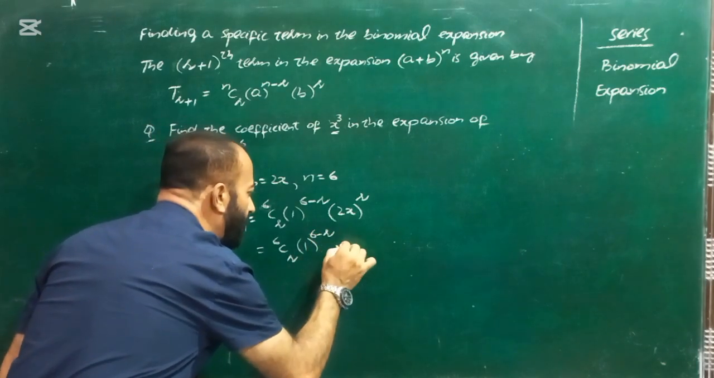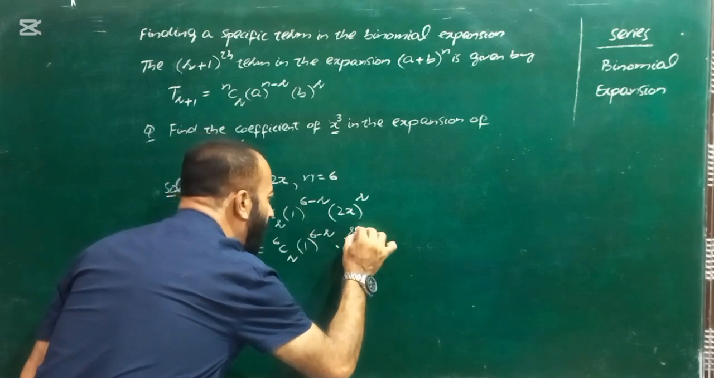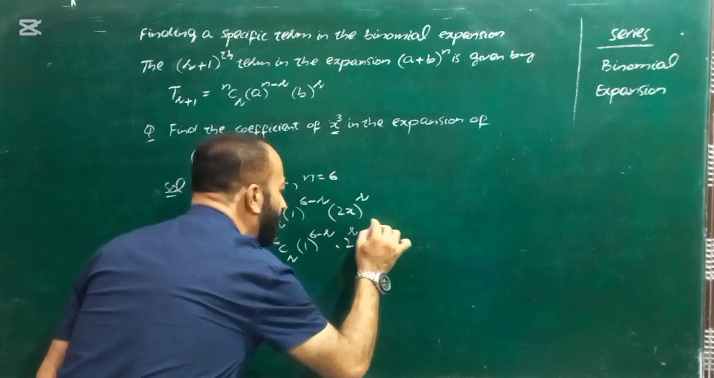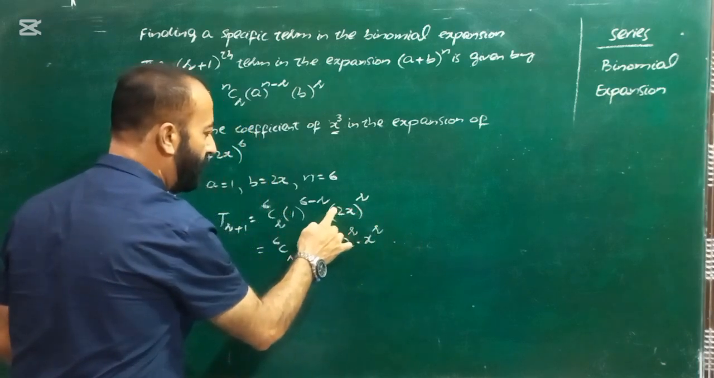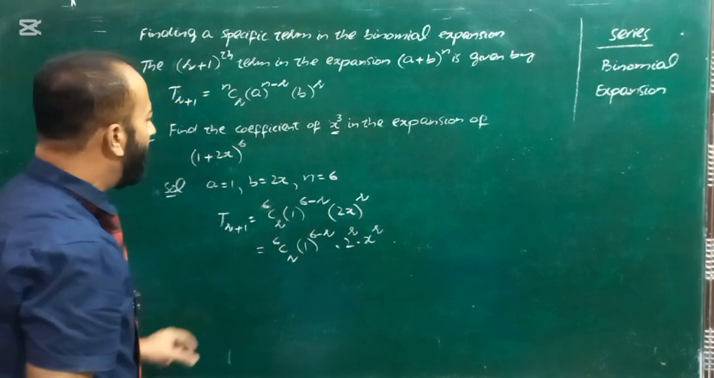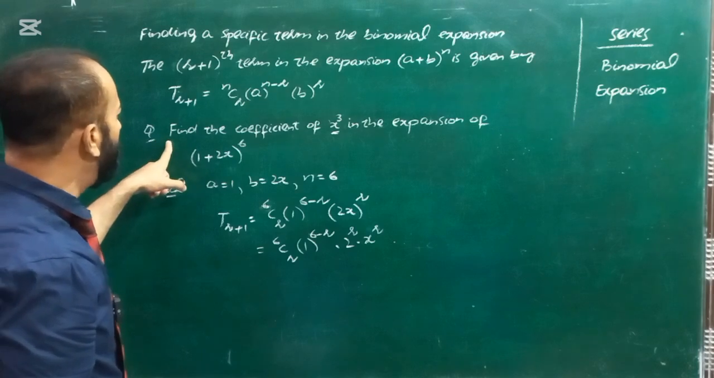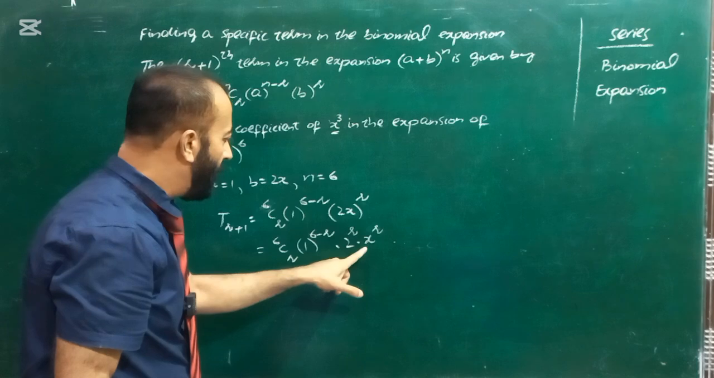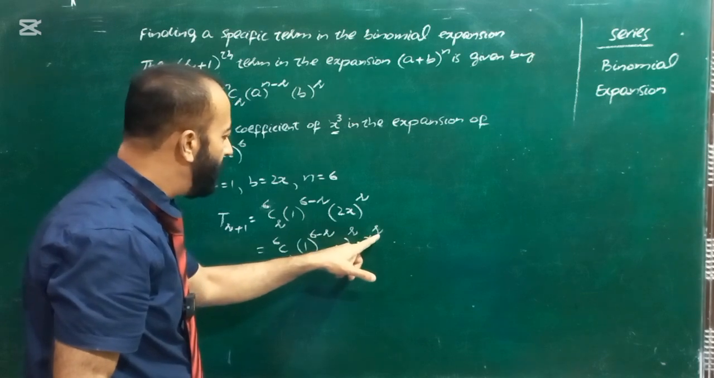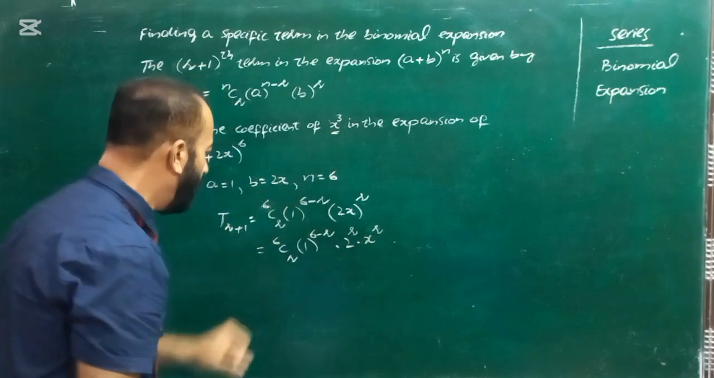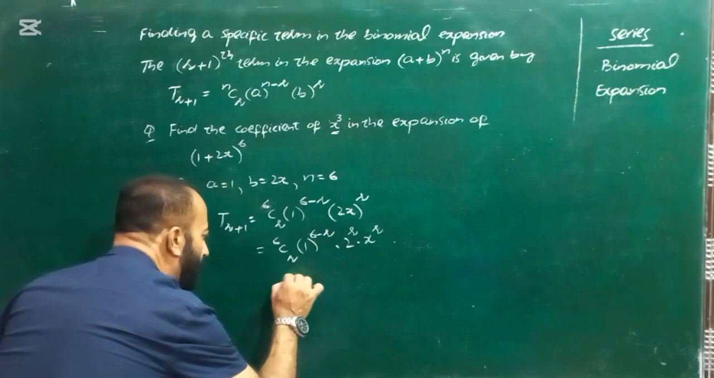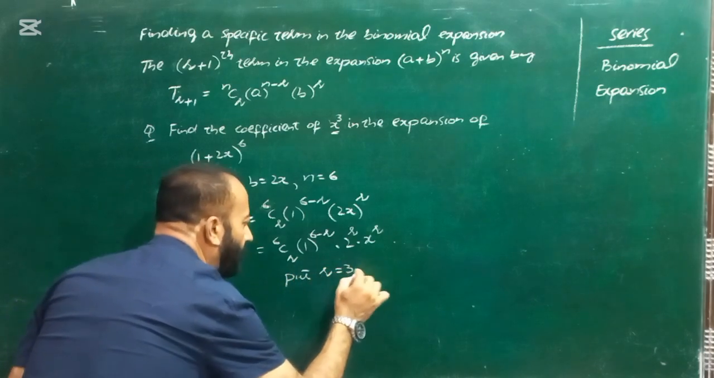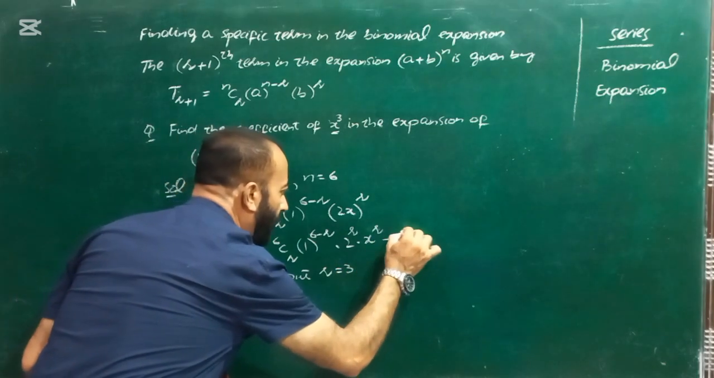Okay, from here you can see 2 raised to the power r and x raised to the power r, because that power r will be shifted to both values. From the question we are required to find the coefficient of x cube. But in the equation now we have x raised to power r, so it means r will be equal to 3. So put r is equal to 3 in equation number 1.